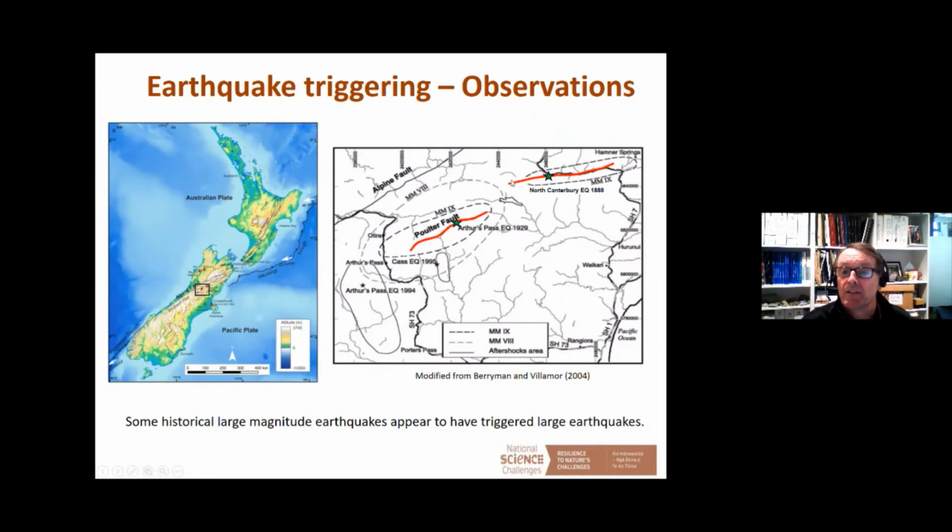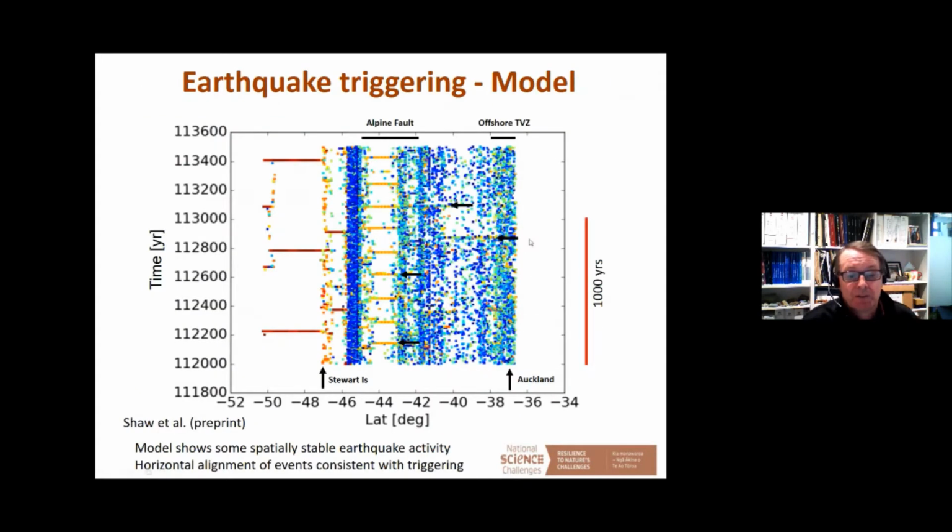Here's an example from this box in here. This red line here is the 1888 earthquake on the Hope Fault, and right nearby the Poulter Fault, which ruptured in 1929. You can see in this case, at least in geological terms, the events are very closely spaced in time, and geographically they're also closely spaced. So the suggestion is that the 1888 event may have changed the stress conditions, which essentially resulted in the triggering of the 1929 event. So do we see this in the model?